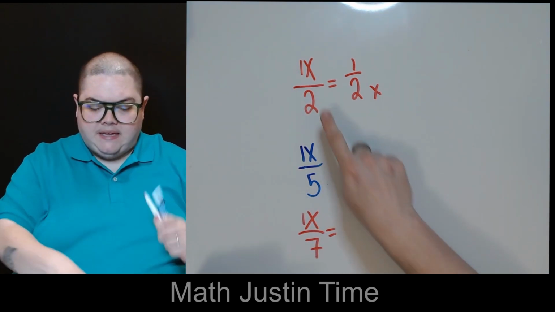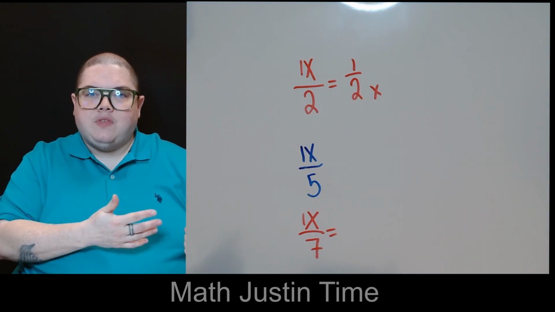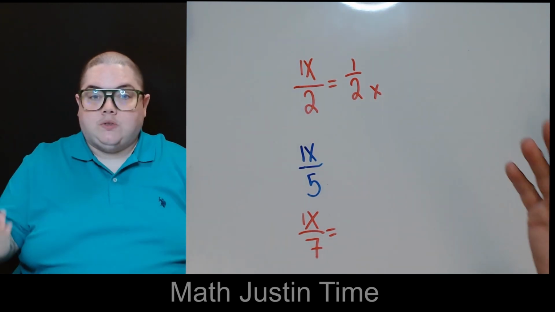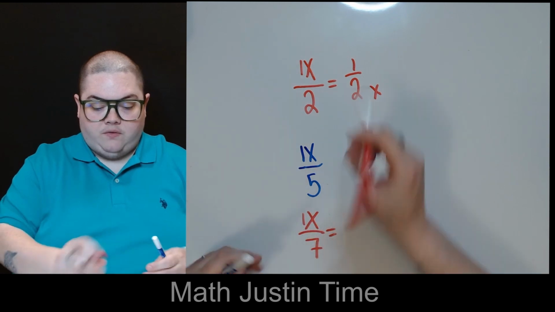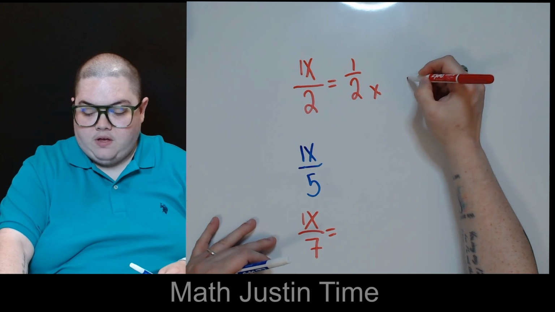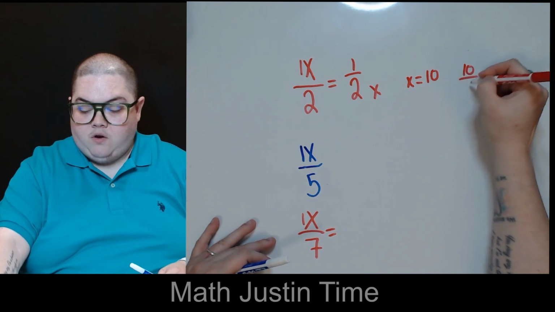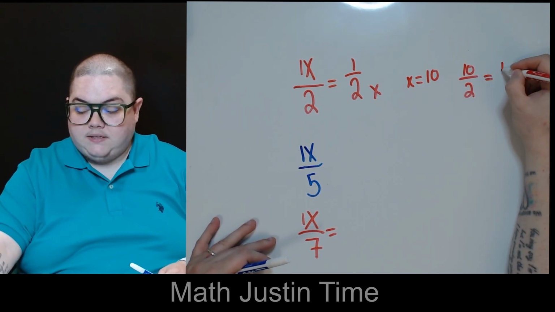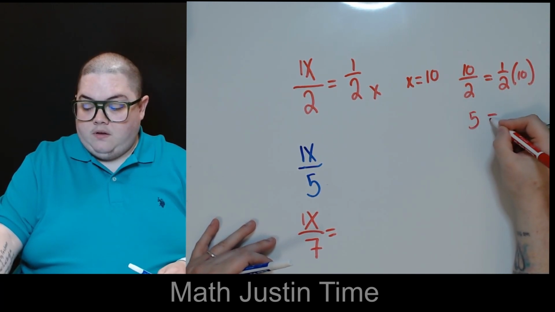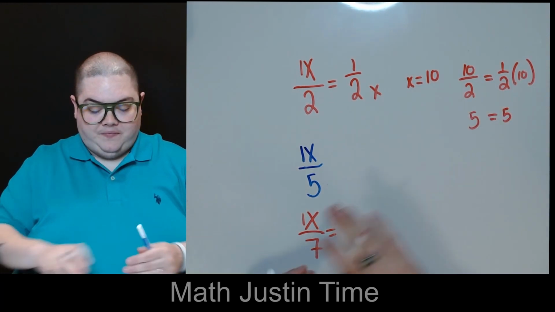Let's think, does that make sense? If we have a number and we're dividing it by 2, is that the same thing as saying a number multiplied by a half? Yes, it is. So let's use an example. If x was equal to 10, and we put in 10 over 2, is that the same thing as saying 1/2 times 10? Well, 10 over 2 is 5, and a half of 10 is also 5, so this is the same thing.